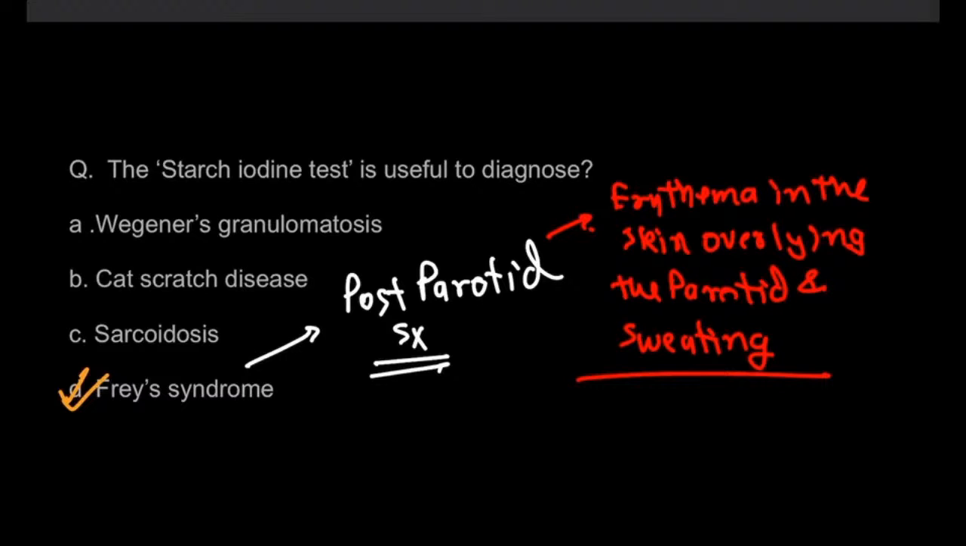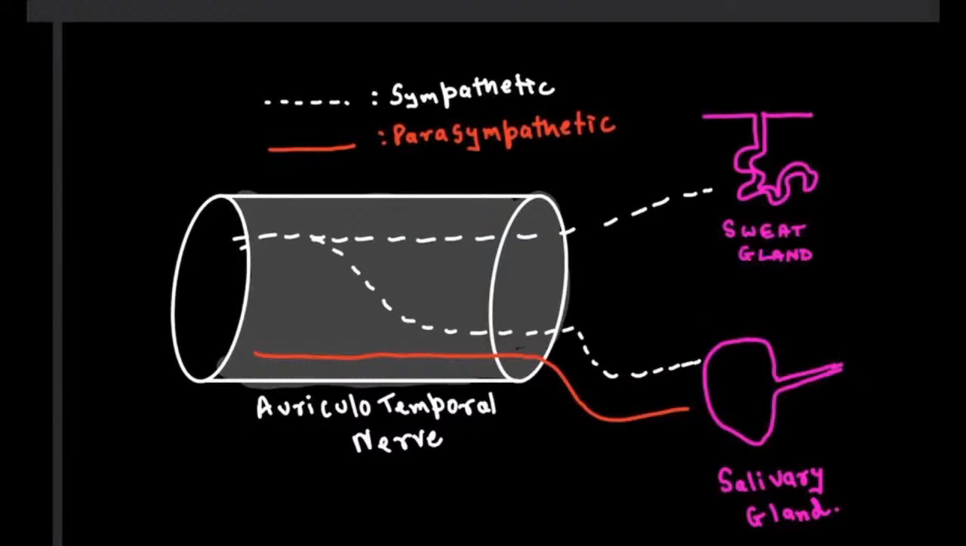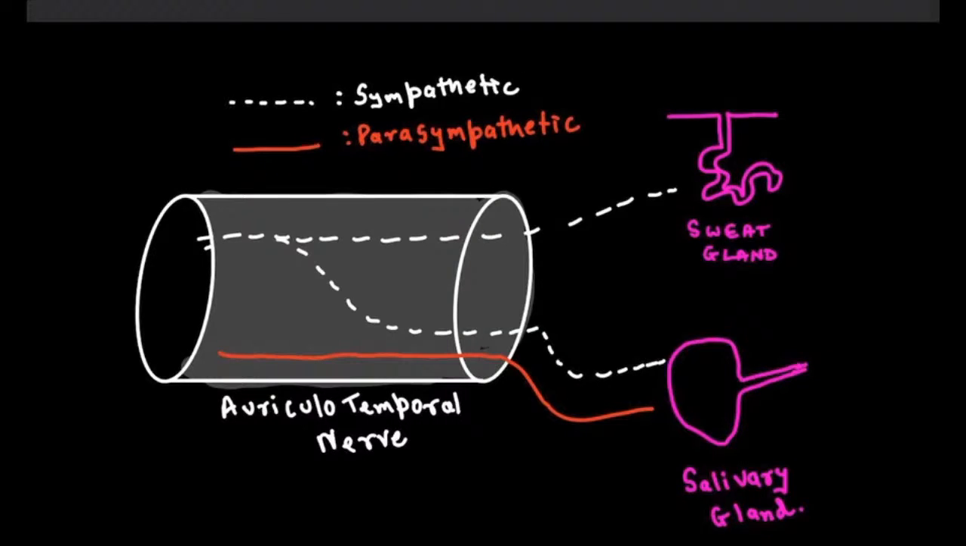When the patient is having food, weird, right? Why should the patient have erythema and sweating over the skin of the parotid region? The reason is that when you were operating on the parotid, you accidentally damaged the auriculotemporal nerve, or let's say the surgeon accidentally damaged the auriculotemporal nerve. So okay, the auriculotemporal nerve was damaged, so what's the big deal? So what is happening, guys?